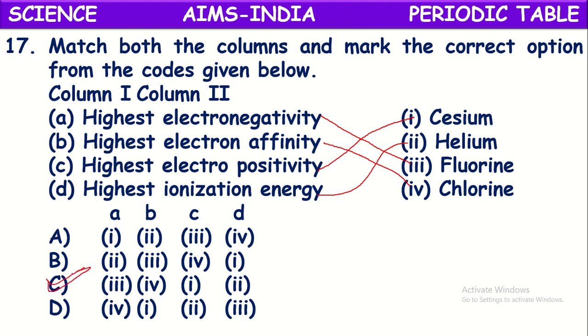Let us cross check the remaining also. B 4. Yes. C 1. Yes, it is. And D is 2. So it is the correct answer. Check once.